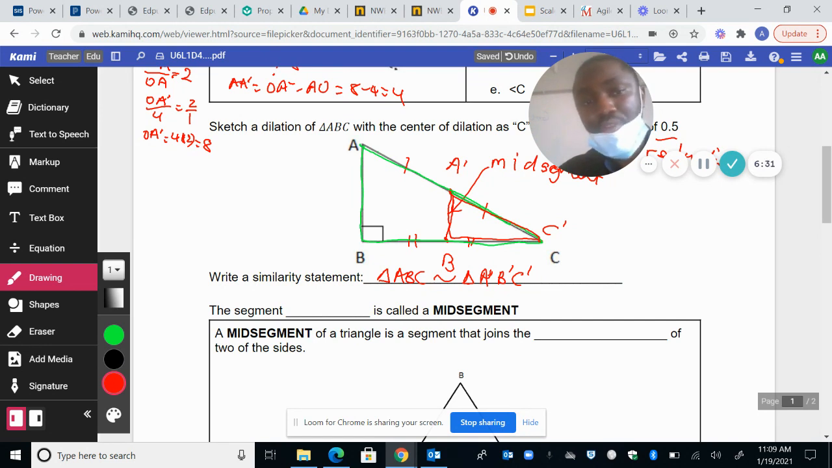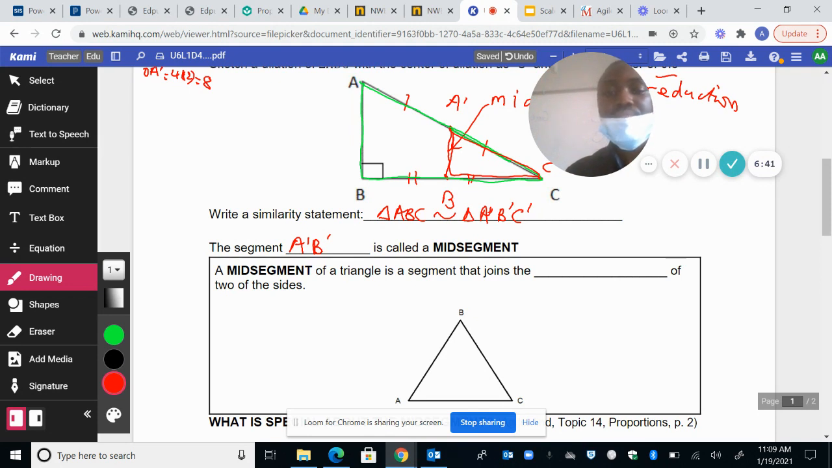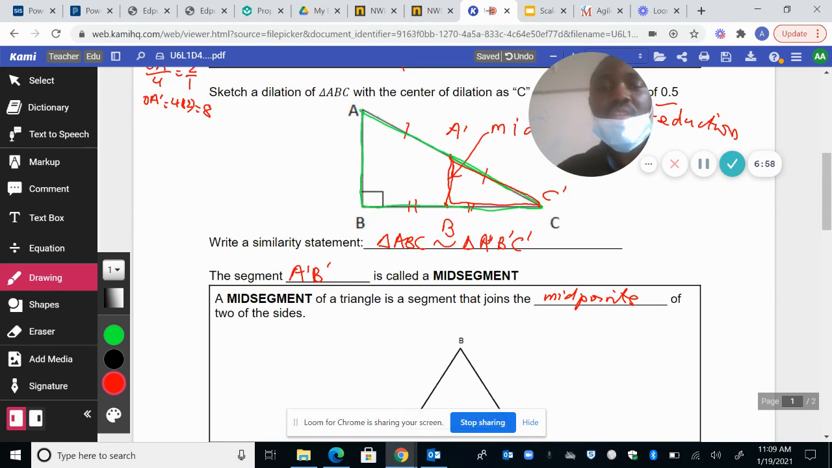Okay, and the figures are always similar. So the segment A prime B prime is called the mid segment. A mid segment of a triangle is a segment that joins the midpoints of two of the sides. As I've joined the midpoint of AC and BC, the segment A prime B prime is what we call the mid segment.